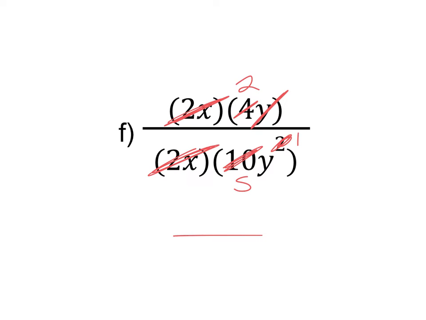So then put it back together. All that's left on top is a 2. All that's left on the bottom is 5y. Double check, can you reduce 2/5? Because sometimes you do have to reduce twice or 3 times even. Can you reduce 2/5? The answer is no, so I'm leaving it.